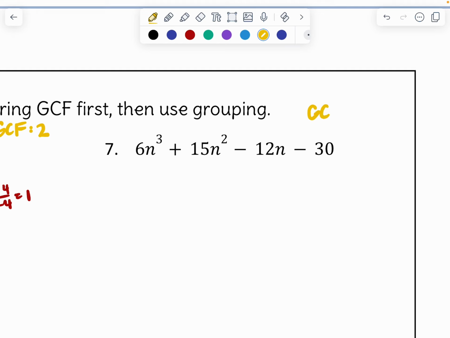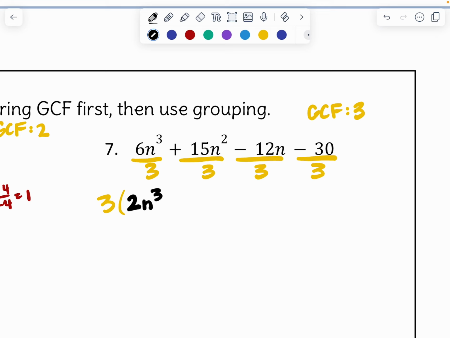I can see that the greatest common factor for all 4 of those is 3. So I will factor out 3 from each term. 6 divided by 3 is 2, n cubed. 15 divided by 3 is 5, n squared. Negative 12 divided by 3 is negative 4, n. Negative 30 divided by 3 is negative 10. Now I can factor by grouping.